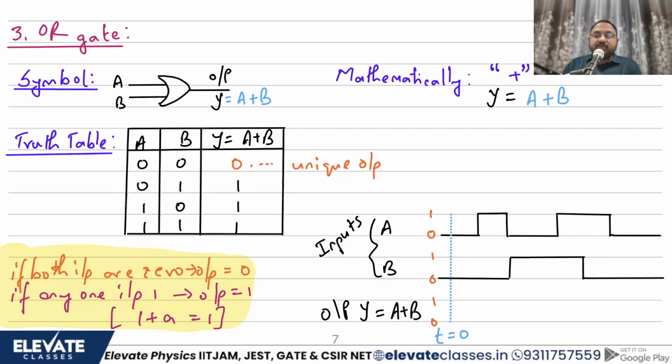Let's again try and do this with a timing diagram. What is the unique output? If I have two zeros, do I see 2 zeros anywhere? I see 2 zeros over here, 0 and 0. Next, I see 2 zeros over here, 0 and 0. So only in these two cases my output has to be 0. Everywhere else, my output has to be 1.